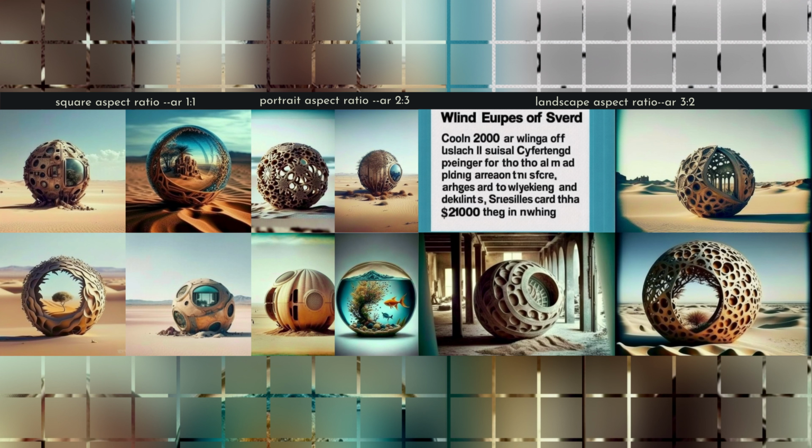I really like these images. Yes, there is an image made of nonsense text in the landscape aspect ratio, but otherwise we get some very nice and almost realistic looking sci-fi spheres. I think my favorite is the portrait aspect ratio, because of the fishbowl.